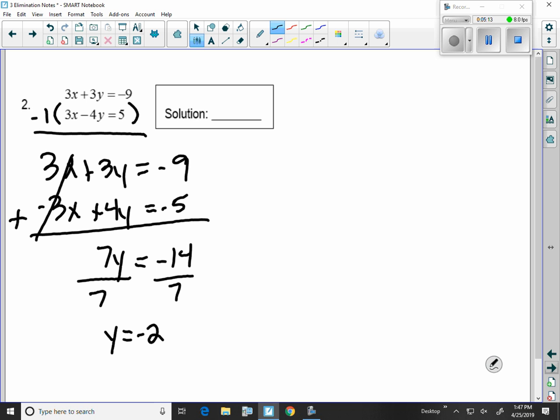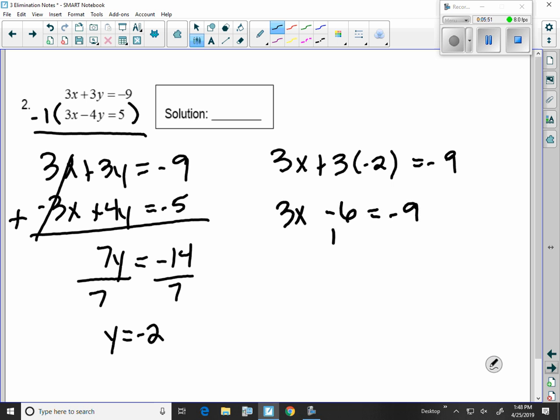And we get y is negative 2. Okay, to get x, we're going to take that negative 2 for y and plug it into one of the original equations. It doesn't matter which one, you can choose. Okay, then we're going to simplify. Get x on one side. Okay, that part is hopefully just simple algebra for you, just move this stuff around.